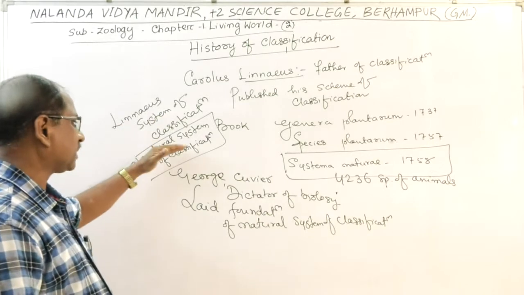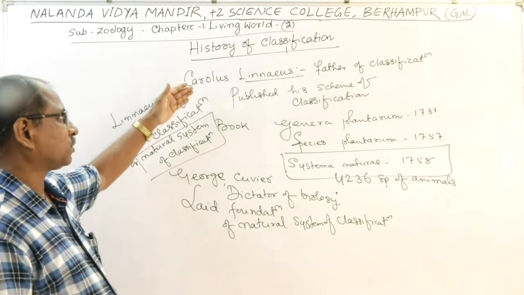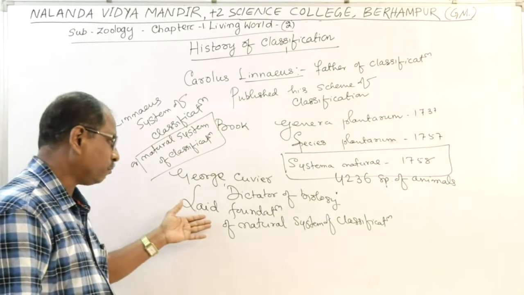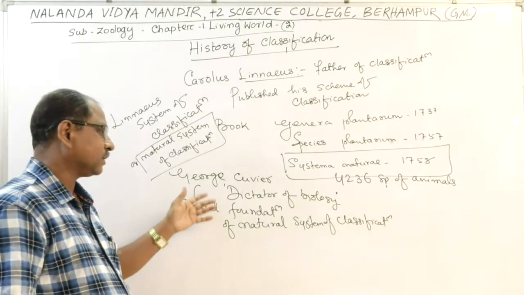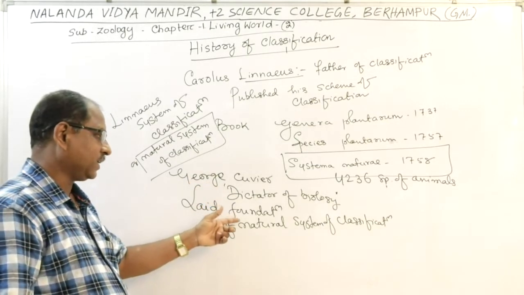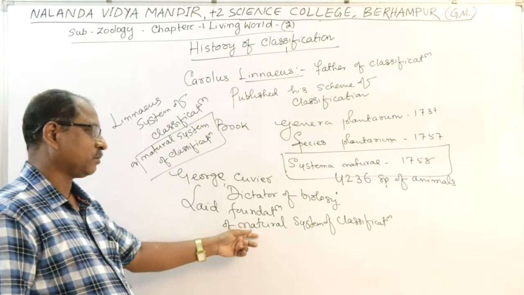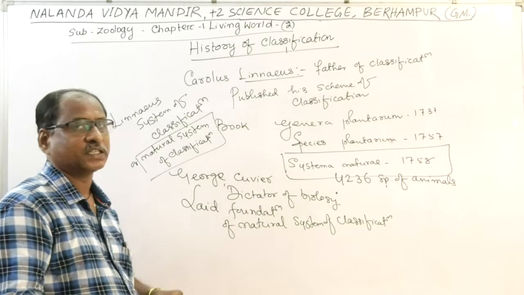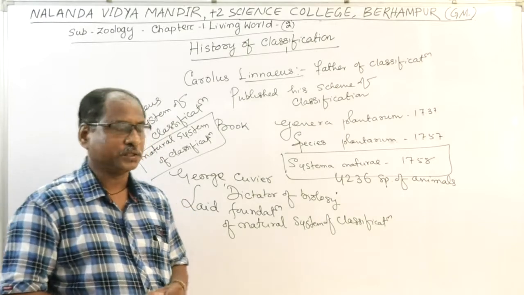The natural system of classification belongs to Carolus Linnaeus, but George Cuvier laid the foundation of this system of classification. He was considered the dictator of biology.